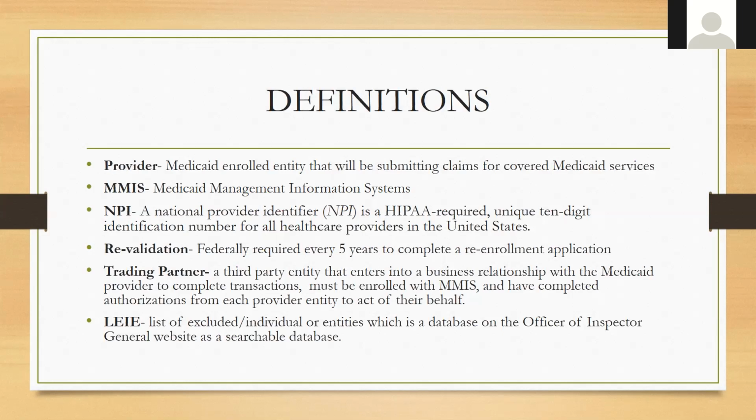Trading partner, that's a third-party entity that enters into a business relationship with the Medicaid provider to complete transactions. They also must be enrolled with the MMIS and have completed authorizations from each provider entity to act on their behalf. And the LEIE, or the OIG, as some people know it, is a list of excluded individuals or entities. It's a database of the Office of Inspector General. There is a website that I'm going to give you, and it's a searchable database, and you do not have to enroll to use that database.